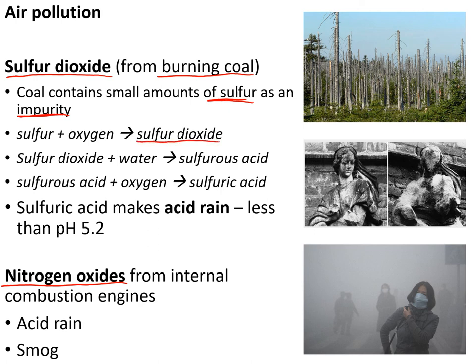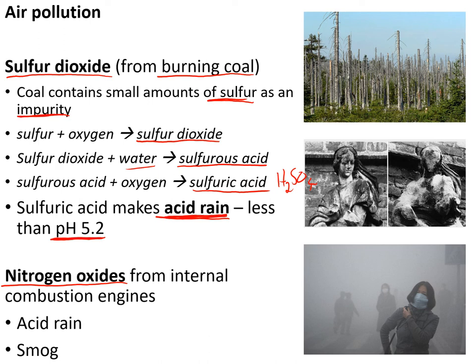Now the sulfur dioxide goes up into the atmosphere and eventually it goes into clouds. And in those clouds, it reacts with water to make sulfurous acid, which reacts with oxygen to make sulfuric acid, H2SO4. Now, the sulfuric acid comes back down to the ground in the form of acid rain. Now, acid rain is any rain with a pH of less than 5.2. Acid rain isn't sort of crazy acid.